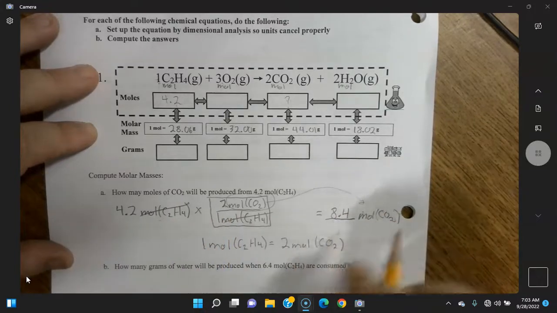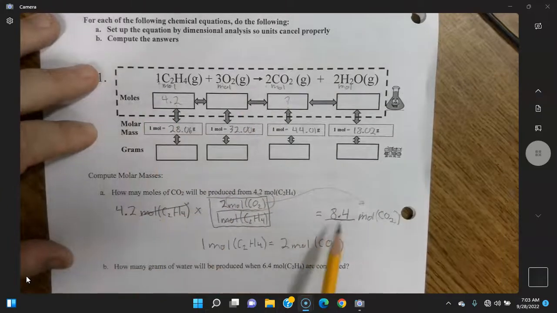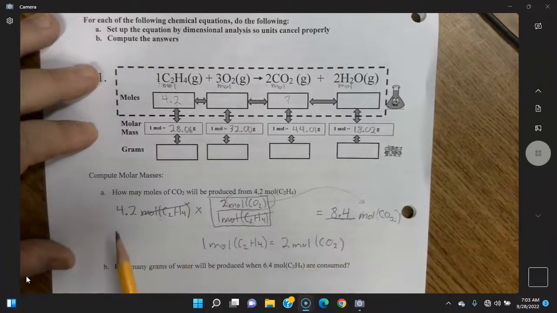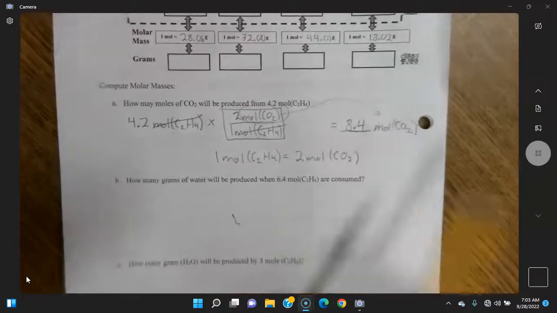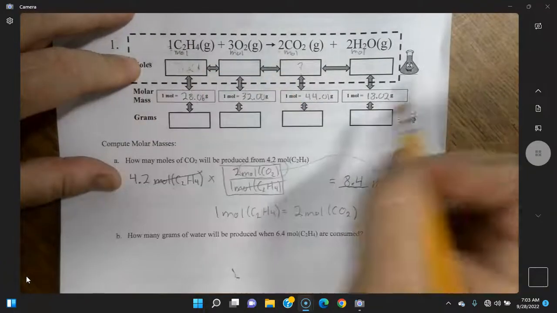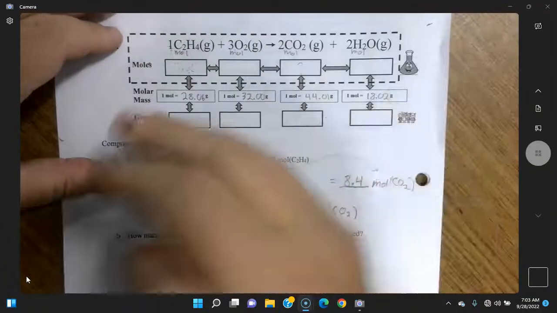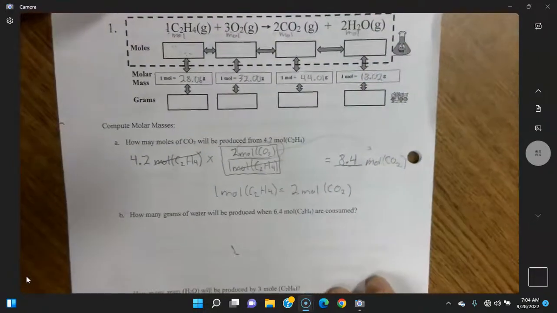So the equation tells us we're going to get twice as many moles of CO2 as we put in moles of C2H4, and that's what we did. 8.4 is twice 4.2. All right, we'll keep moving on here. So first thing you want to do is erase the 4.2 and the question mark, because you're going to reuse the graphic organizer. Again, that's to help you visualize the flow of the problem.